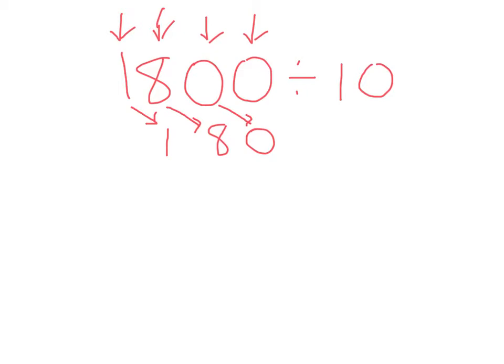Into the hundreds, because 1,000 divided by 10 is 100, or 100 divided by 10 is 10, and 10 divided by 10 is 1 in the ones place. And this 0 from the ones place actually gets to the tens place, and my decimal point would have been here, so it comes straight down. So 1,800 divided by 10 equals 180.